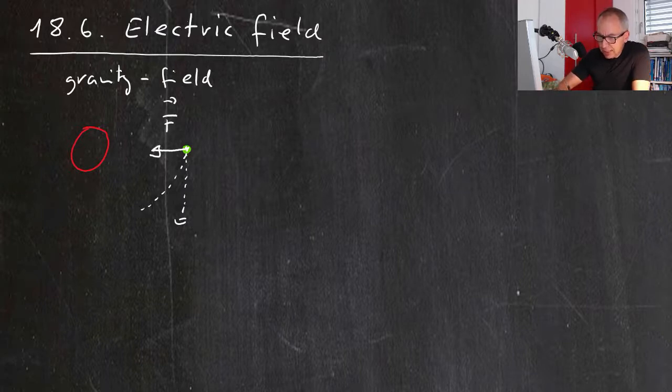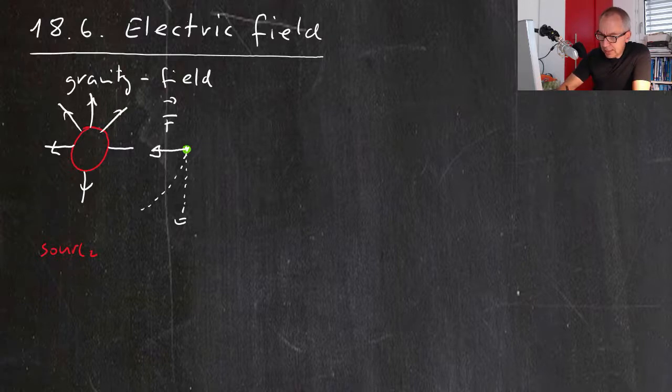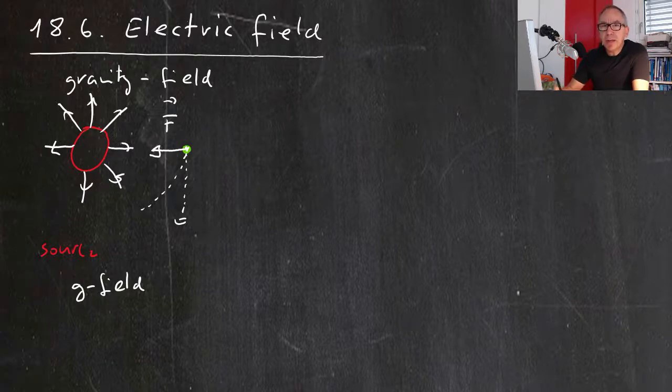So the sun is, as we call it, the source. And this source sends out a gravitational field to all directions in space. So we have the G field, and the earth is reacting to this field, so we have a force.